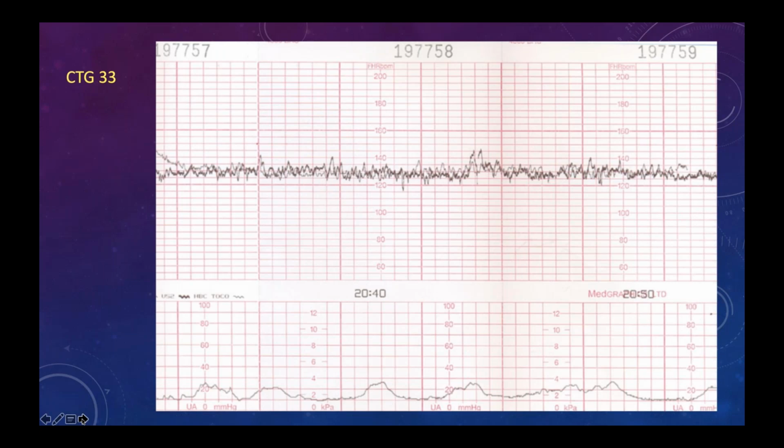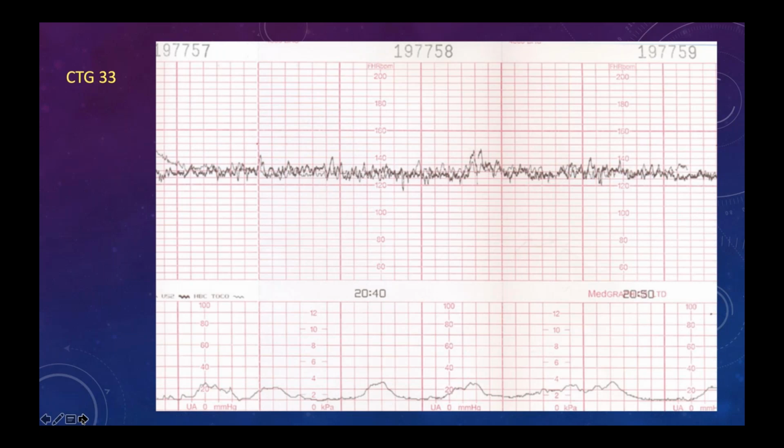This is a CTG taken from twins, because I see the two recordings of the fetal heart rate pattern. The baseline heart rate is about 135 beats per minute in one trace, and also about 130 to 135 beats per minute in another trace. Variability is more than 5 beats per minute, and accelerations are present in the middle of the CTG.